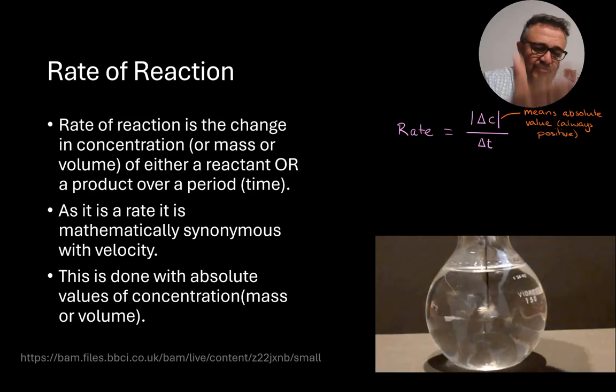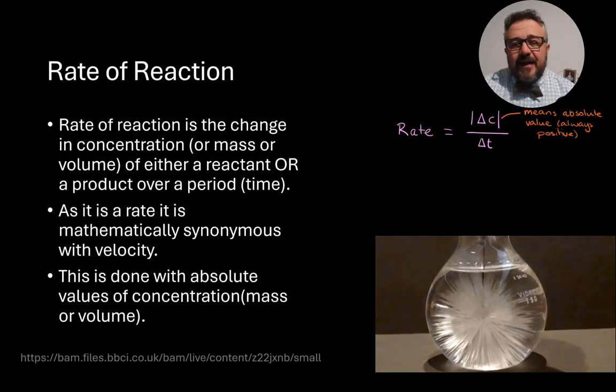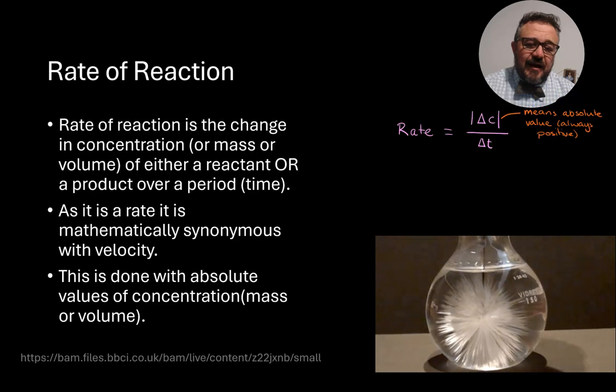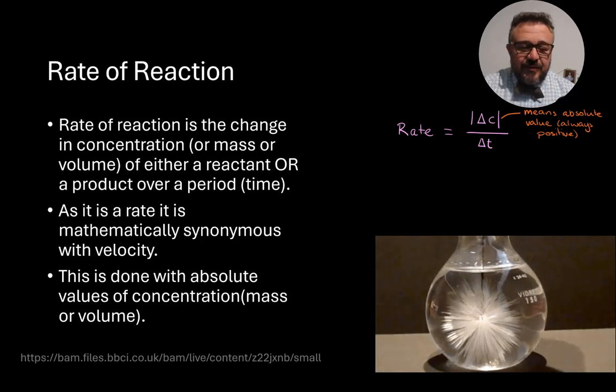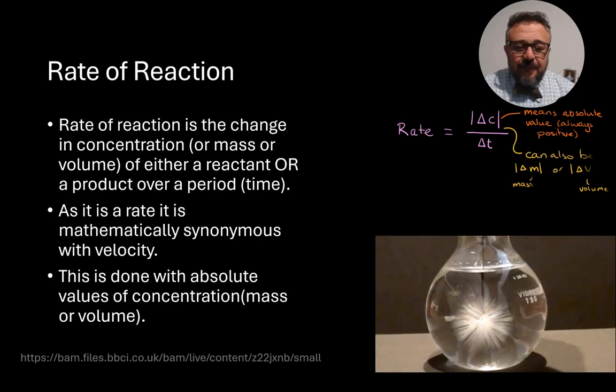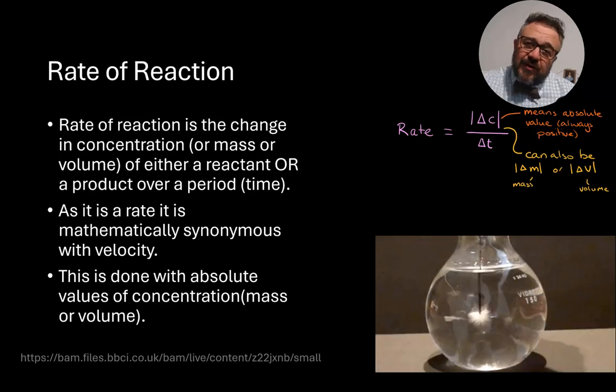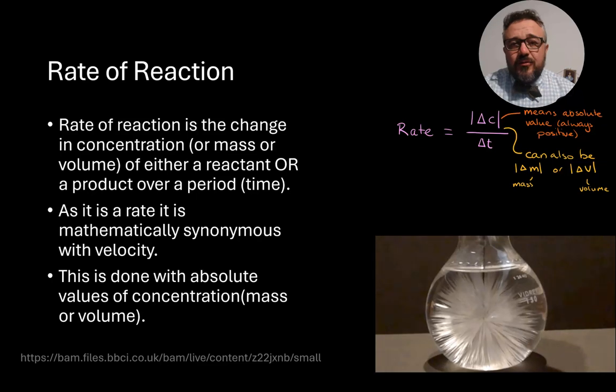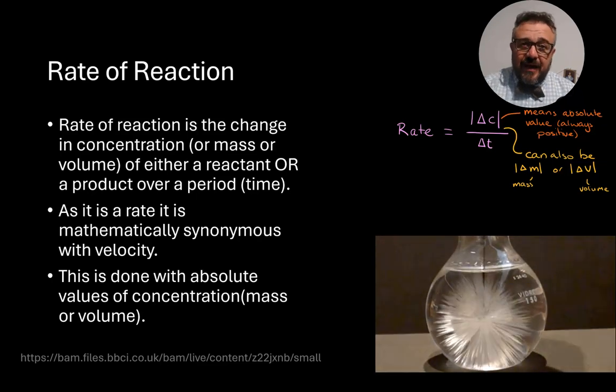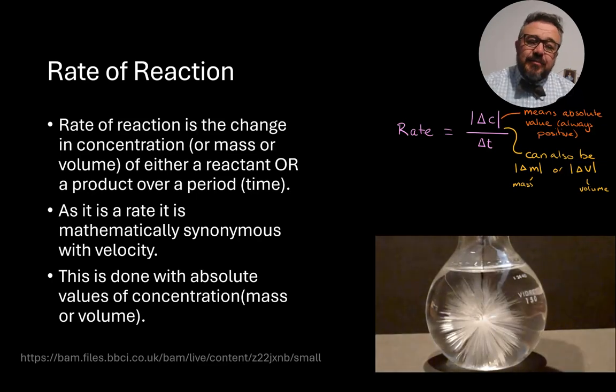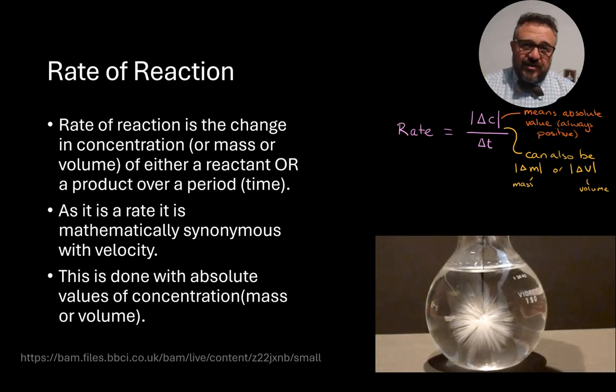That's what these straight up and down bars mean. That means that it's always positive, and it just makes our maths a bit easier, and it doesn't affect it in any negative way. This can also be absolute change in mass, or absolute change in volume. So our previous example that we just looked at would be a change in mass, and the mass would be going down. But because we put those absolute bars in there, we're going to treat it as a positive change.